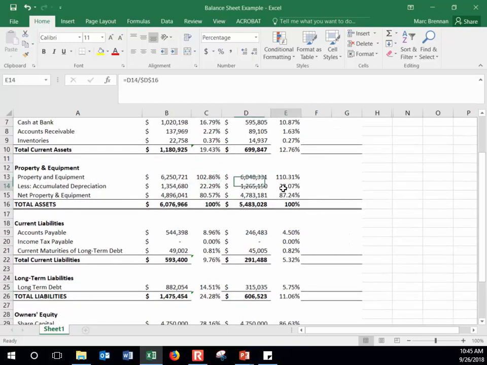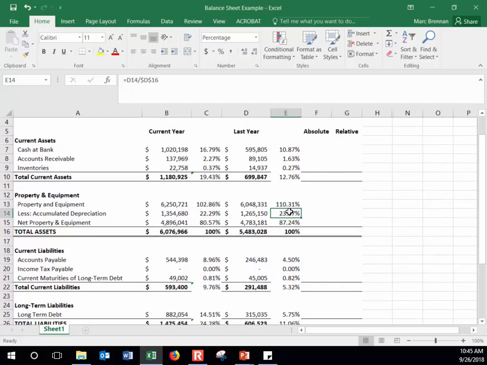My property and equipment, it used to be 23% for accumulated depreciation. Now it's 22.29%. The only reason why this number has decreased from last year to this year is because I seem to own more somewhere here. So it looks like I purchased more property and equipment. For my net property and equipment, it represents 80.57% here, whereas before it represented 87.24%. Again, that seems to be because my total assets have increased, and that seems to be because my total current assets have gone through a big increase. That's the only way you could look at that.